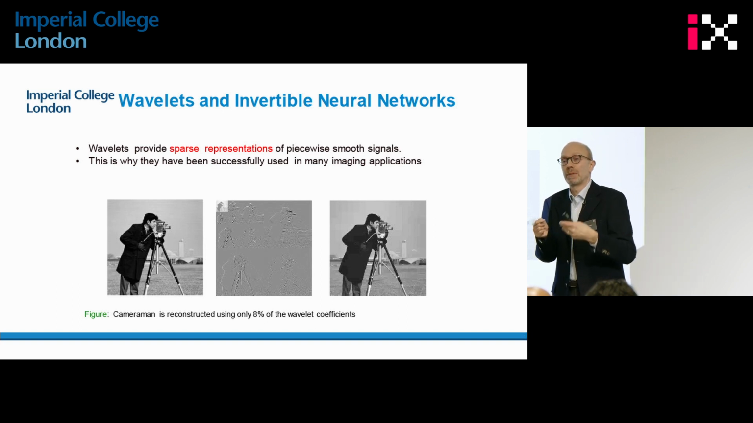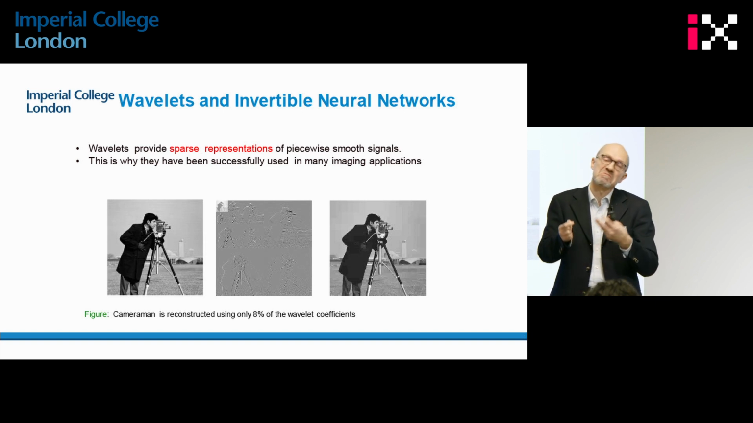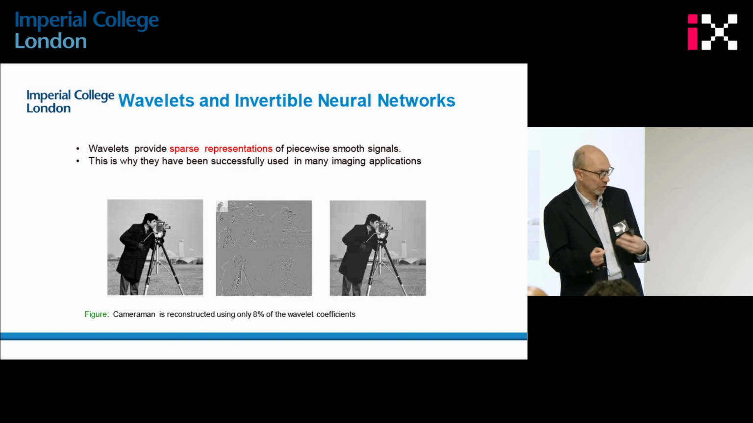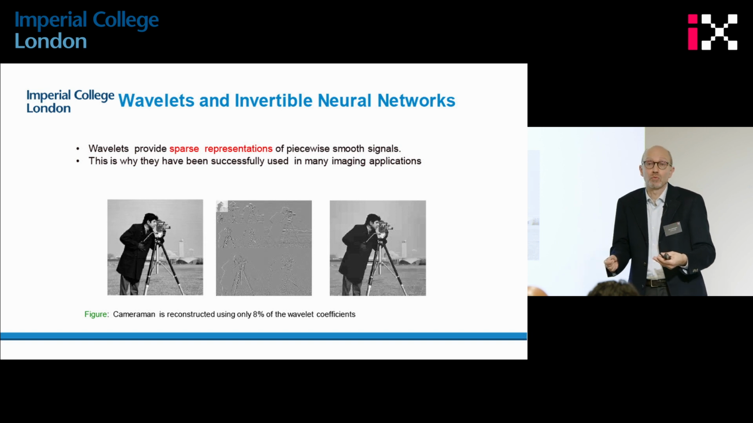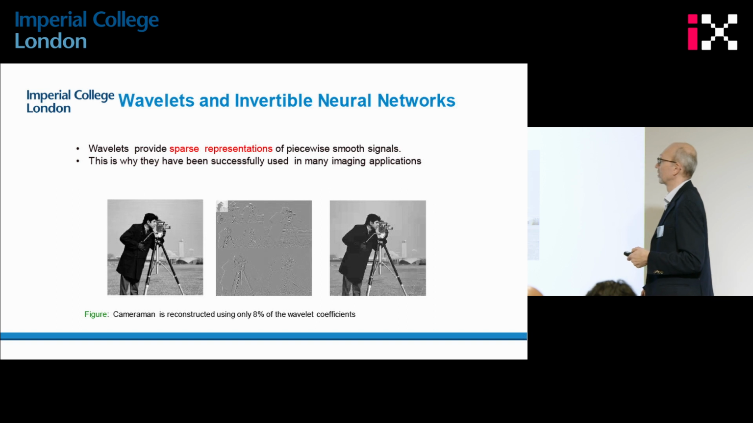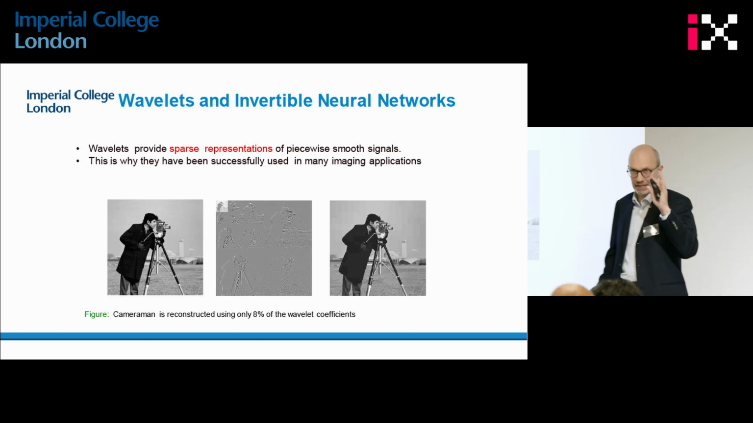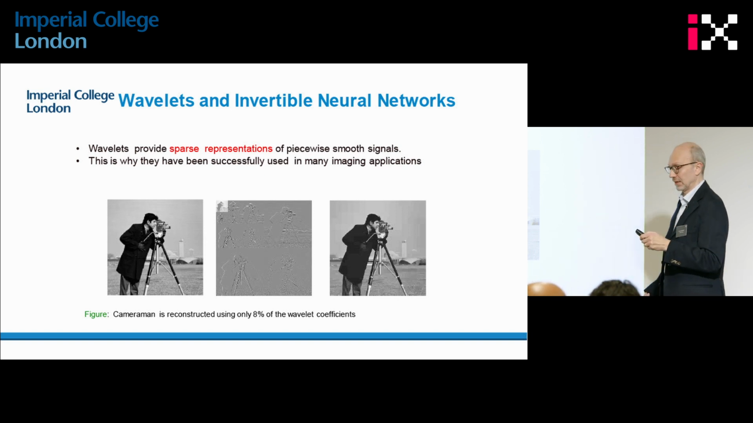Now, this is what people think is the reason why this transformation has been very successful in image processing. For example, the image compression algorithm JPEG 2000 is based on the wavelet transform because it is more effective than other transforms that were used before. So the idea is that we want to use this type of idea to develop our denoiser.